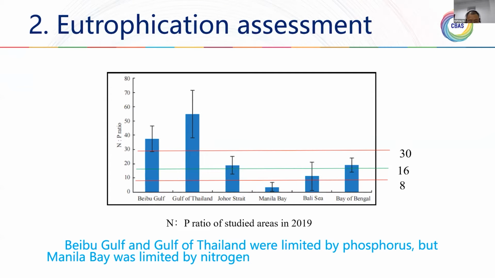In 2019, the ratio of nitrogen to phosphorus in the Beibu Bay and the Gulf of Thailand exceeded 30, while the nitrogen to phosphorus ratio of Manila Bay was less than 8, indicating that the sea area was limited by nitrogen, and the other 3 areas had normal nitrogen to phosphorus ratios.